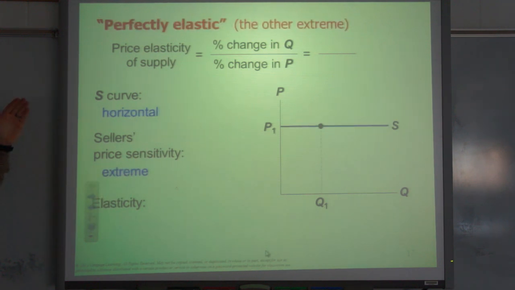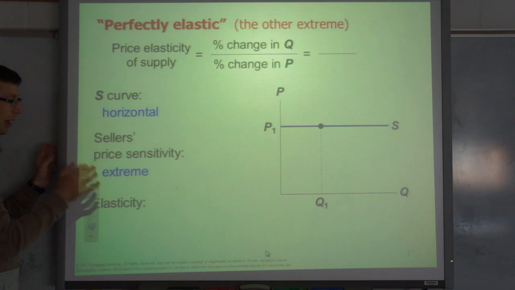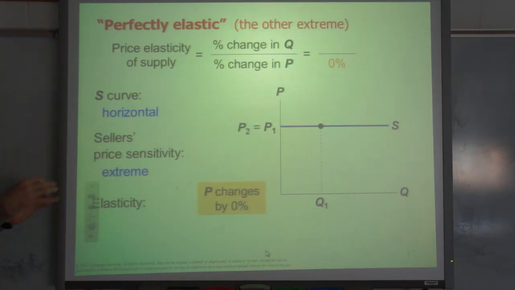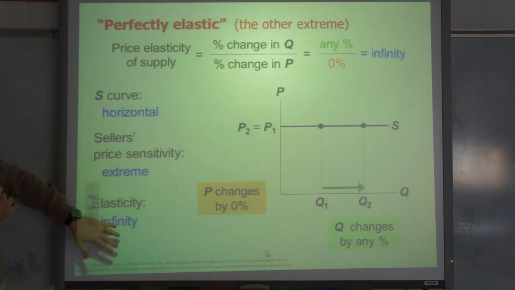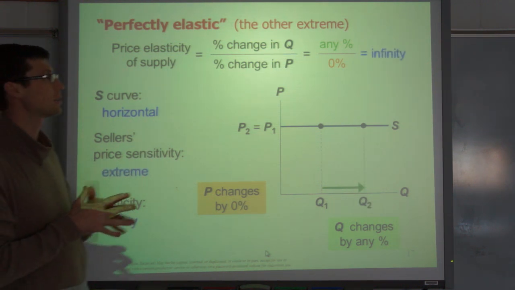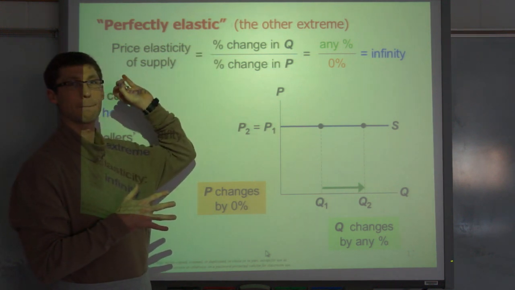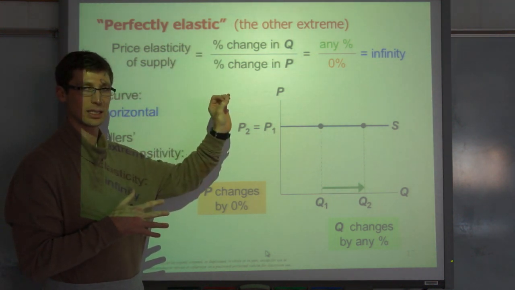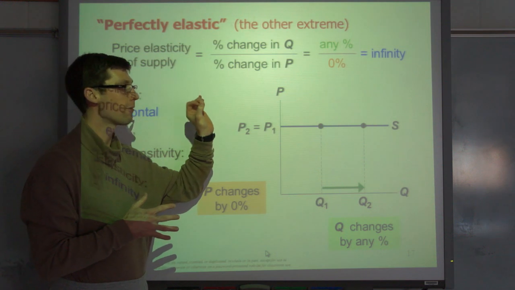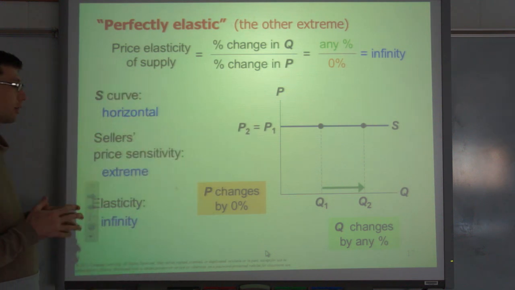And our last one, if we have a perfectly horizontal line, we are saying producers are infinitely responsive here. The elasticity is infinity, that would be your reading. In such a case, we would describe this as perfectly elastic. The more flat, the more elastic the curve.